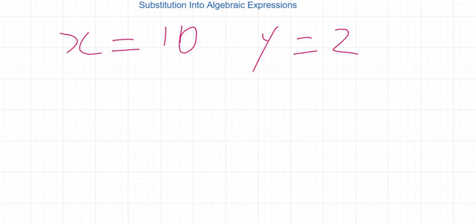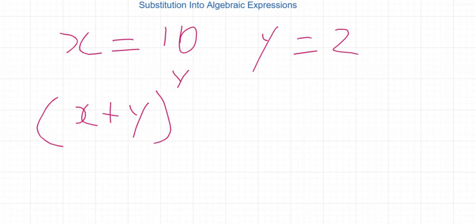Let me work this question first and then we go to a fraction. If I have x plus y raised to y, how would we actually substitute? How would we work this out? It's the same way. We just substitute the respective values for the variables with the numbers.